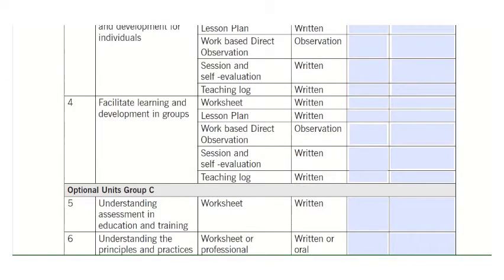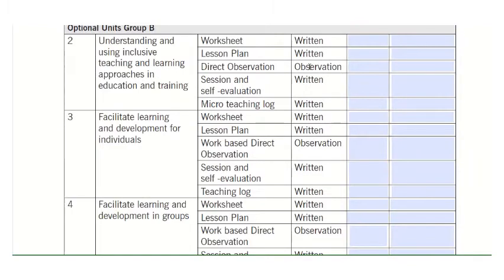We're going to be doing option 2 here, so Unit 2, understanding and using inclusive teaching and learning approaches in education and training. So this is the bulk of the qualification. It's where all the educational theory is about how we include and develop learners. So there's a worksheet to do here, there's a lesson plan, an observation, a session evaluation and a micro teach log. So I'm going to do a separate video on the lesson plan, but the rest of it we can cover here.